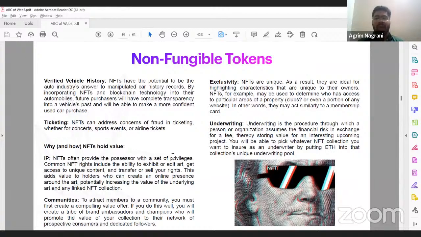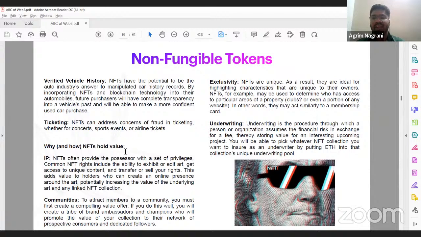IP is also used in the NFT space. You can say intellectual property rights are also used in NFTs. So an NFT often provides the owner with a set of privileges. Common NFT rights can help you to exhibit a particular art, get access to unique content, and transfer or sell your rights.